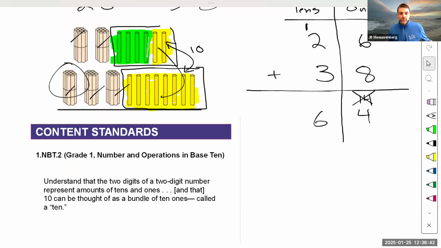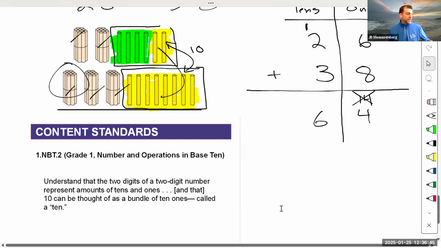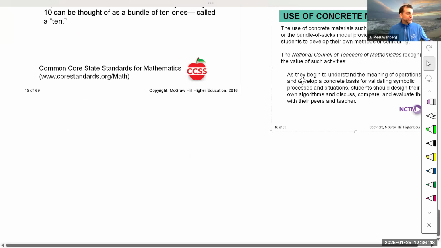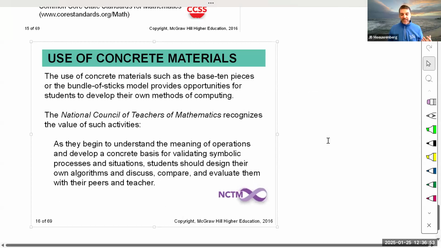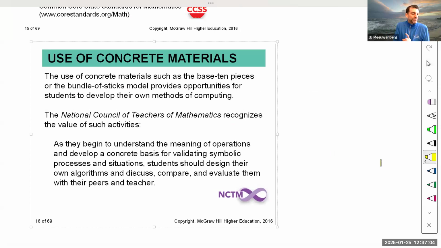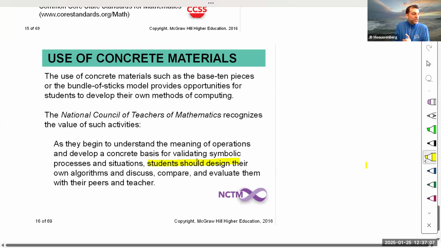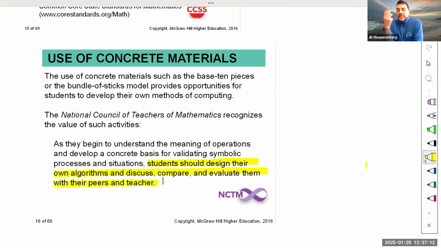Moving on to another statement by the National Council of Teachers of Mathematics. What we just looked at was the bundle of sticks method. And right here, students should design their own algorithms and discuss, compare, and evaluate them with their peers and teachers. This is something that I do even in my college classes when I'm teaching adult learners, things they might not have learned even in elementary school or middle school or high school about ways you can view numbers.